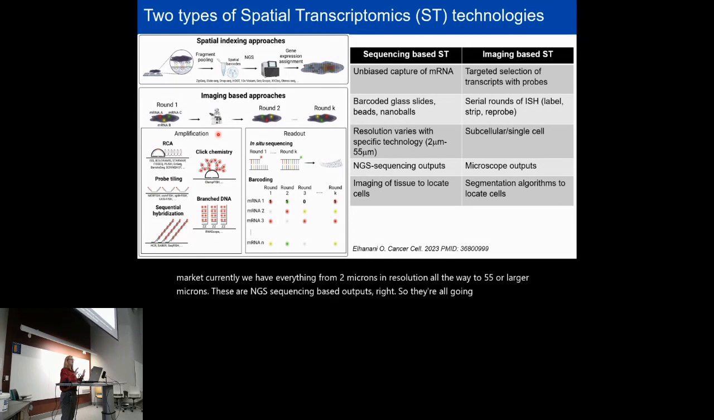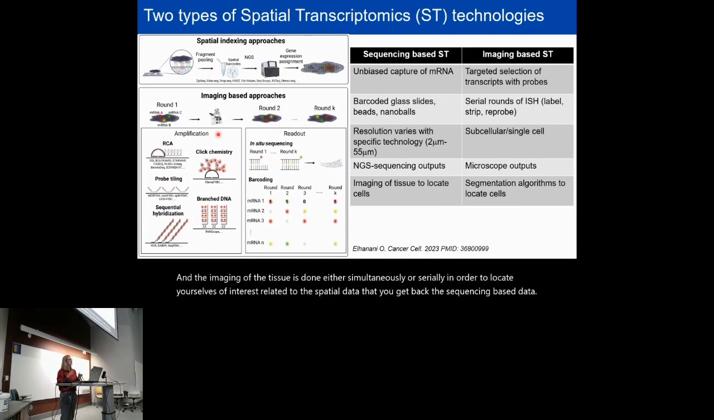These are NGS sequencing-based outputs, right? So they're all going to go into a sequencing machine and you're going to get back reads that you have to align. And the imaging of the tissue is done either simultaneously or serially in order to locate your cells of interest related to the spatial data that you get back, the sequencing-based data.